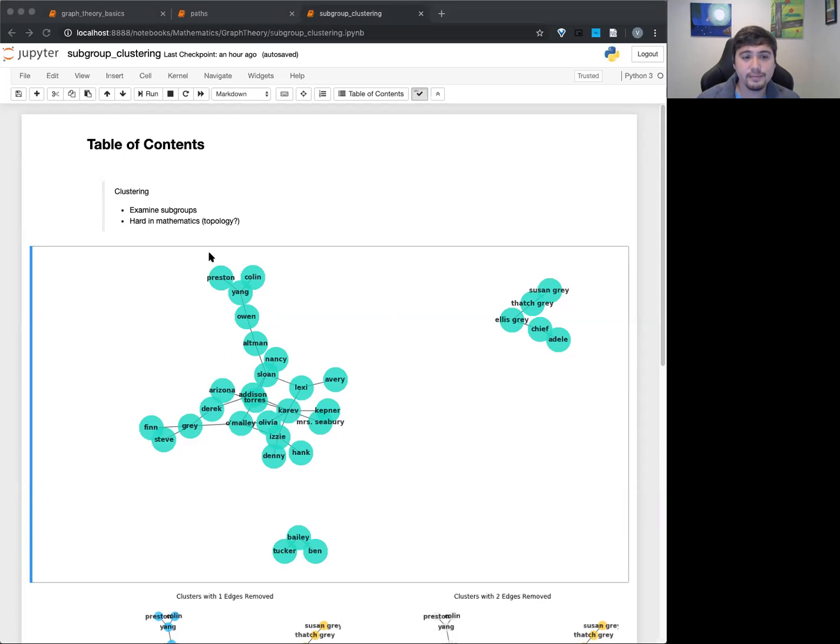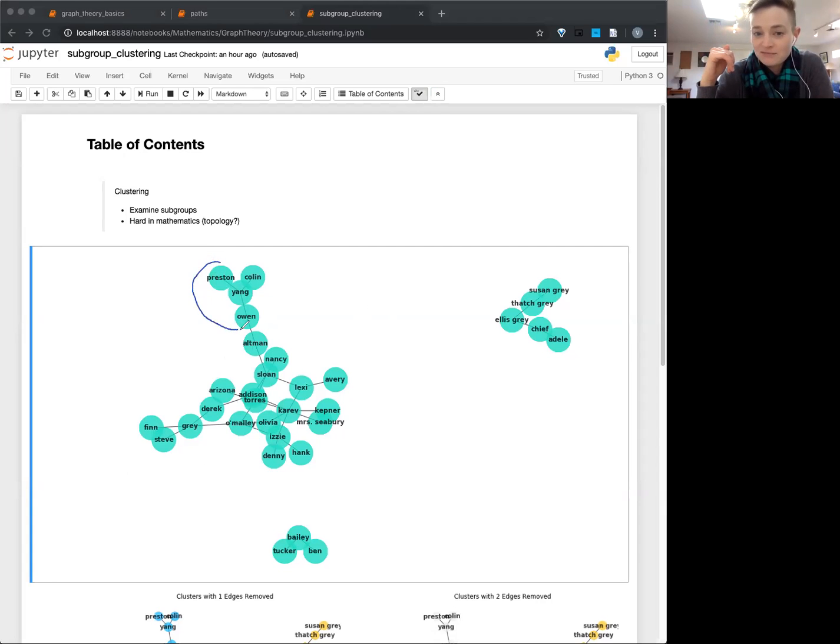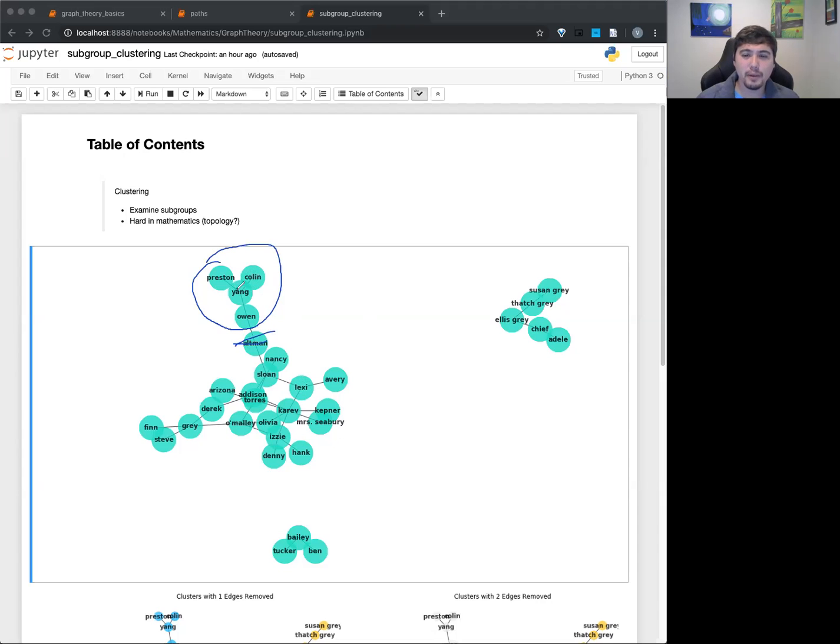Oh, go ahead, Jenny. Well, the folks who are up at the top, Preston, Colin, Yang, Owen, they seem like they're only connected to everybody else through Altman. You know, if Altman were to go away, these people would be isolated from everyone else. Yeah, so you can kind of see these guys. You can think of it this way too: Preston here is much more related to Owen than Avery is to Owen, right? So it looks more connected here versus over here, even though Avery might be further away from, let's say, Olivia, they seem a little more connected than these guys because of that Altman right here. So that's kind of the idea here.